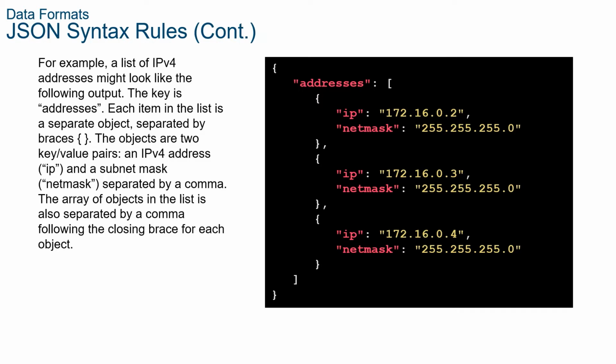Each item in the list is separated by braces, or curly braces, right? The array of objects in the list is also separated by a comma following the closing bracket for each of the types. So you've got the IP here, comma, and then followed by the net mask, or the network mask.